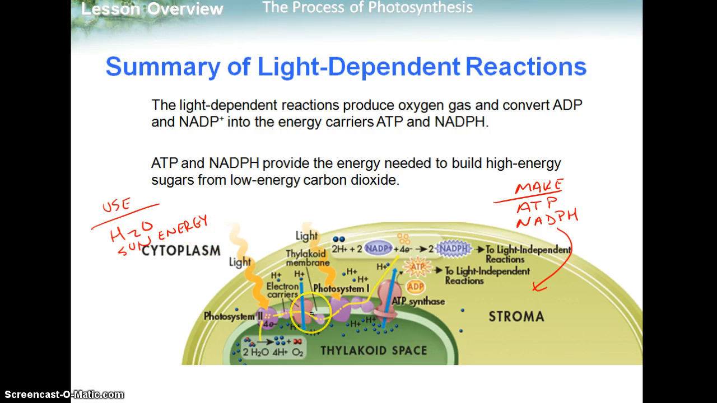While we're using this stuff, remember that our oxygen here is being given off as a byproduct. So we're using H2O, we're using the sun's energy, we're releasing oxygen, and we're going to make ATP and NADPH. In the next video, we're going to talk about the light-independent reactions, and we're going to use these things that we made here so that we can combine carbon dioxide molecules to produce high energy sugars.